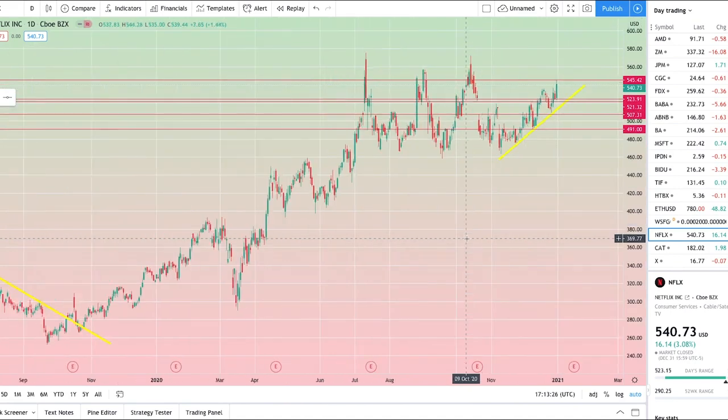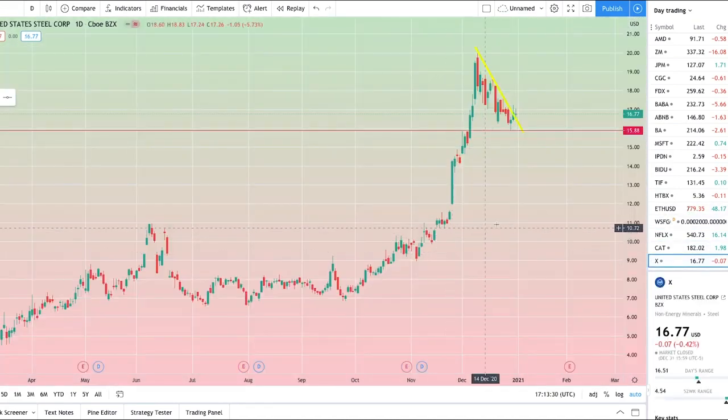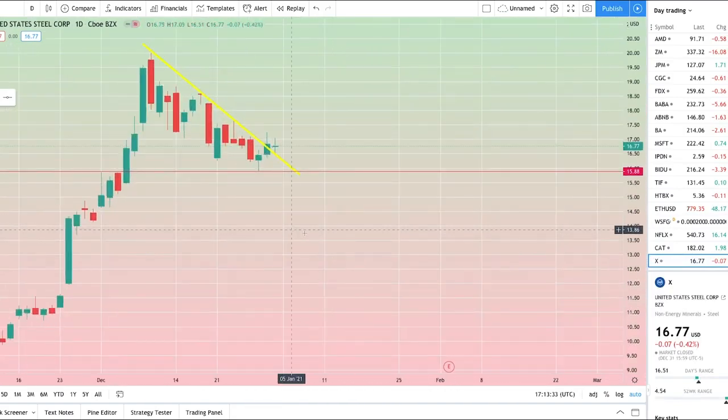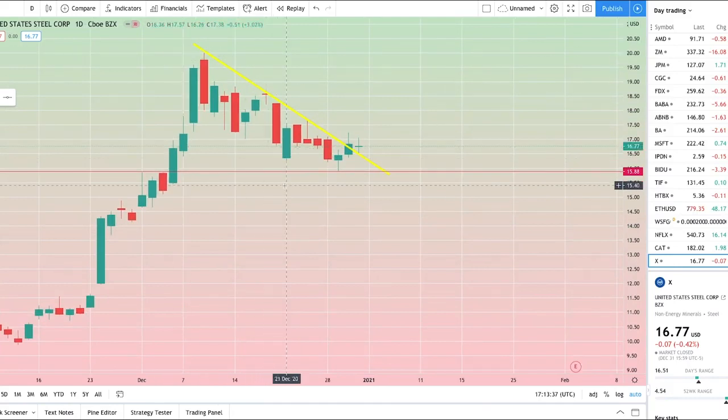Now that is exactly what we do. We're just going to see if we've got any more. Here's X. This is United States Steel Corporation. As you can see, this downward trend.